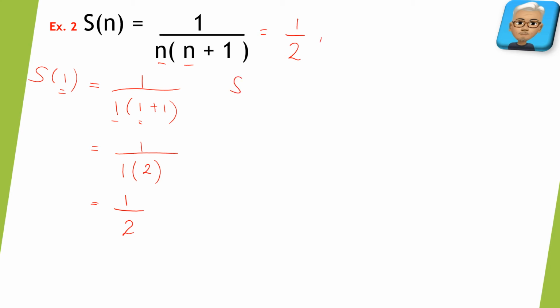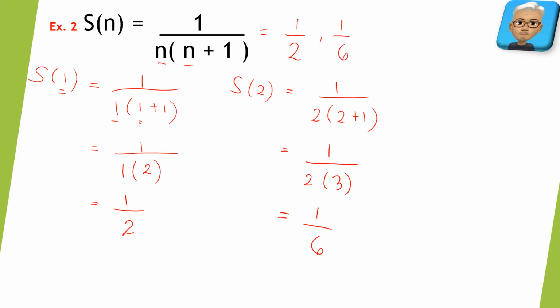Next, we have s of 2 is equivalent to 1 over 2 times the quantity 2 plus 1. And then continue, we have 1 over 2 times 2 plus 1 is 3. And so happened that in the denominator, the product of 2 and 3 is 6. Meaning, our next term is 1 over 6.